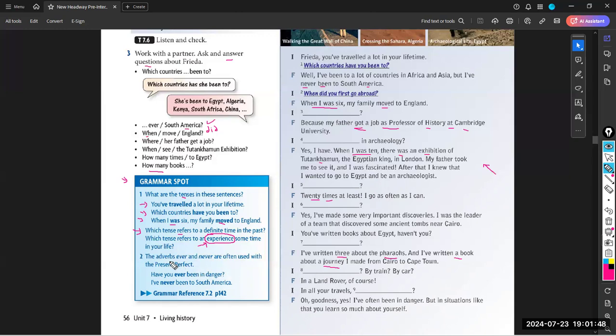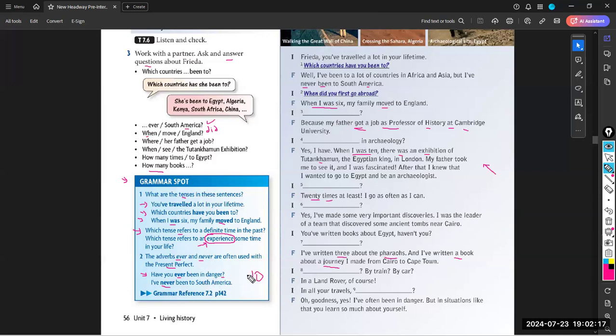Okay. Now, the adverbs ever and never are often used with the present perfect, especially if you are asking a question, and especially again if the answer is no. Let's take a look at this example. Notice that this is a question, and I want to use the present perfect. So I have to say, have you ever been in danger? Now, if the answer is no, you have to say, I've never been to South Africa.